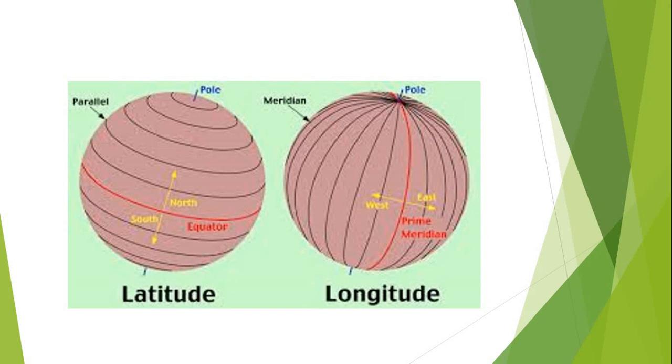Now, next, we will switch over to the next image, that is of longitude. Prime meridian is the 0-degree longitude which divides the earth into two halves, west and east, or we can also say western and eastern hemisphere respectively. Prime meridian joins North Pole to South Pole.